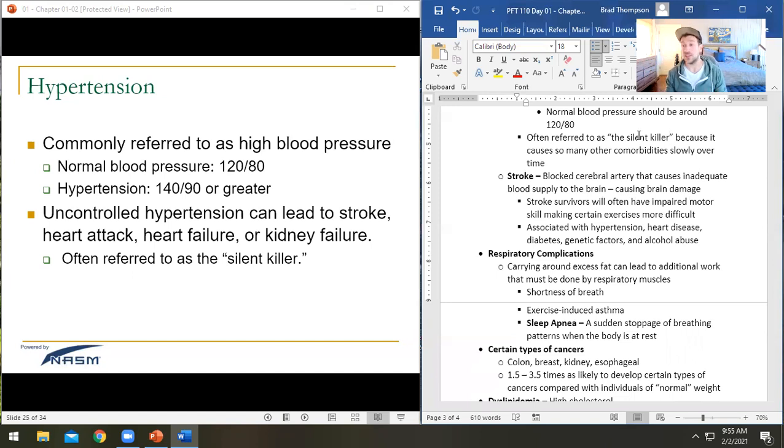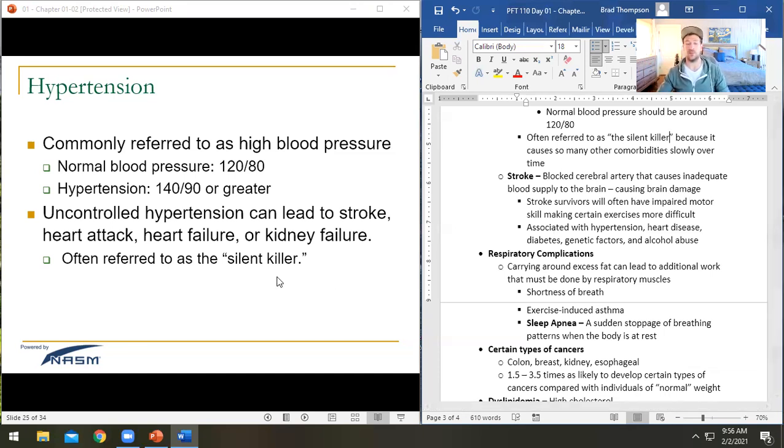Well, now your brain tissue is not getting oxygen. So a stroke is basically just like a heart attack, right? Blocked artery in your heart, that's a heart attack. Blocked artery in your brain, that's a stroke. It can also lead to kidney failure. There are a ton of blood vessels running through your kidneys because your kidneys are constantly filtering stuff. If there's so much pressure going through there, that can cause a lot of damage.